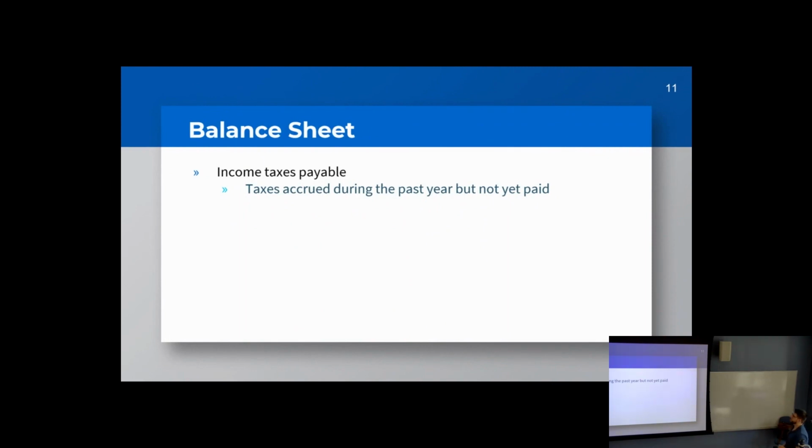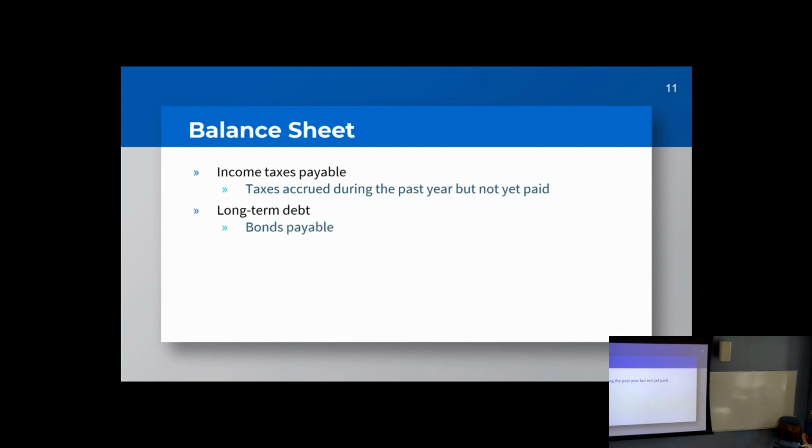Income taxes payable, so taxes accrued but not yet paid. Again, cash is being freed up. If the company owes taxes but hasn't yet paid them, that's cash they've held on to and hopefully used for a productive purpose, which has somewhat increased the company's cash flow for this time period.